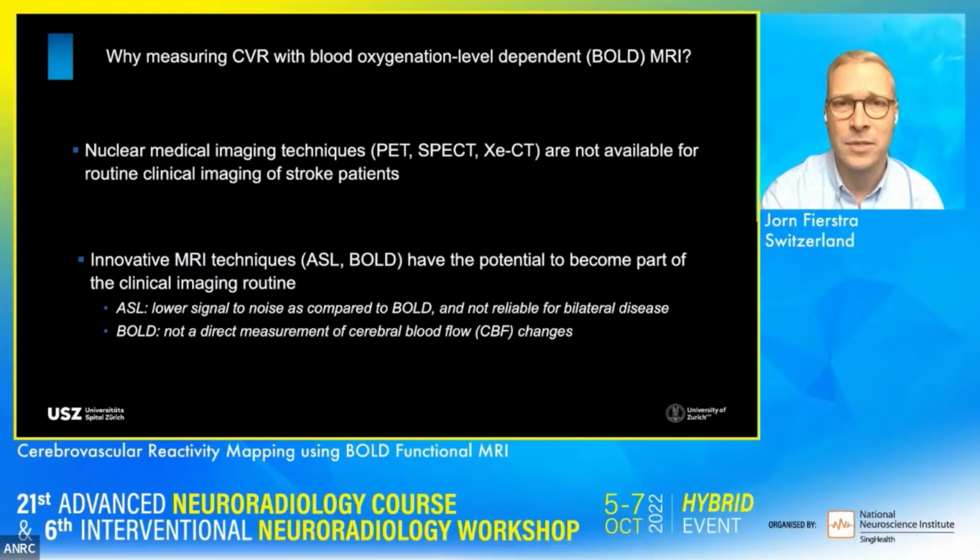I think for ASL, the arterial spin labeling, although it can very nicely and without contrast measure direct blood flow changes, so CBF changes, it has a lower signal to noise for the imaging compared to BOLD, and in my experience, and you may challenge me on that, it's not reliable for bilateral disease. So if you employ it for Moyamoya disease, for instance, which is typically a bilateral disease, you don't have a normal CBF input, so you don't really know what the blood flow delay to the brain is, and this is why ASL may not perform as reliably as, for instance, PET or SPECT in that regard.